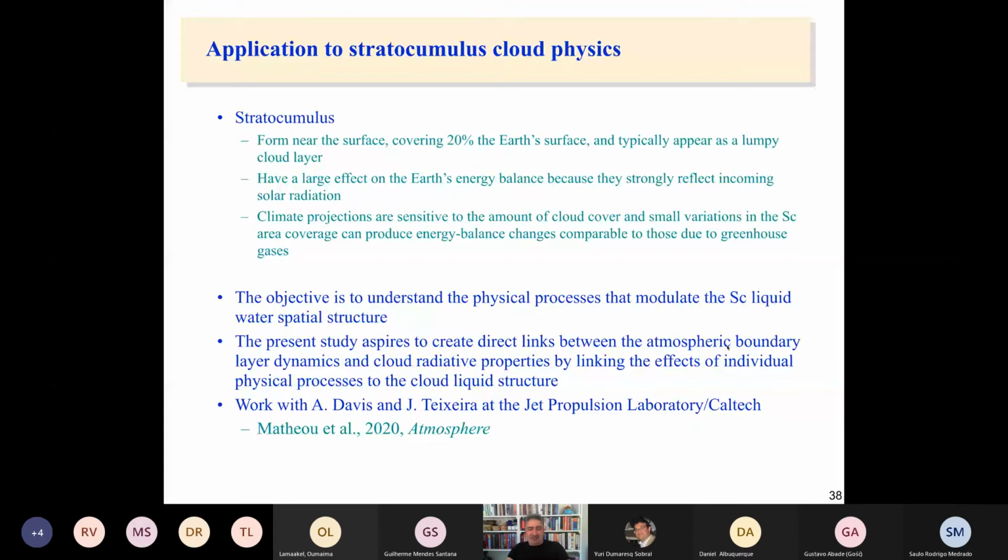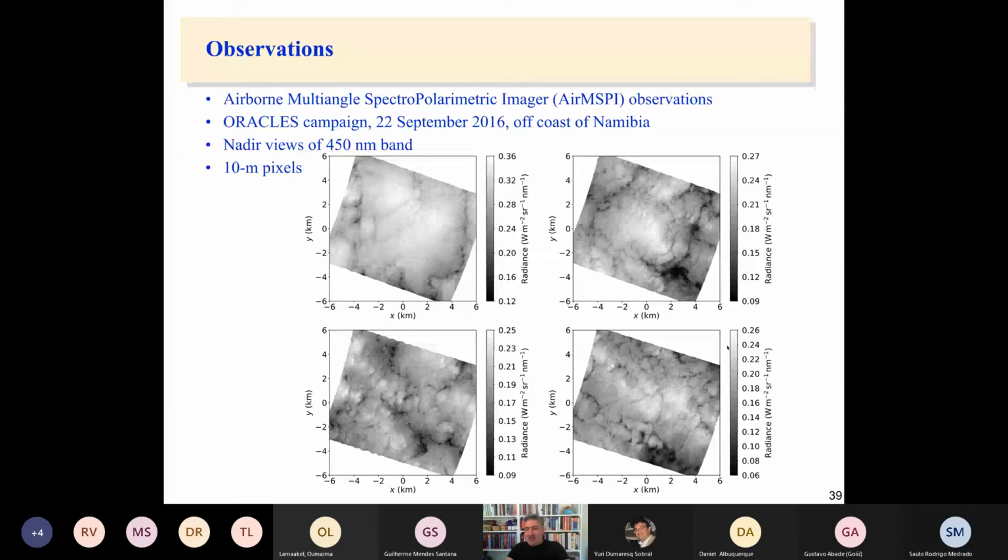I also said that it's a radiation problem, but turbulence and fluid mechanics modulate everything so that radiation can work on this stuff. So here we're trying to create a direct link between turbulence and radiation by looking at these stratocumulus clouds. I'm going to start here with some of the observations, and these are observations from one of NASA's instruments on an aircraft. So these are stratocumulus in the Atlantic.